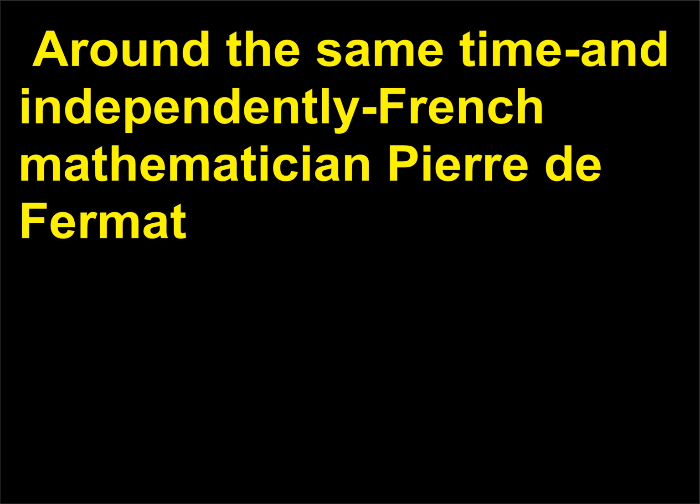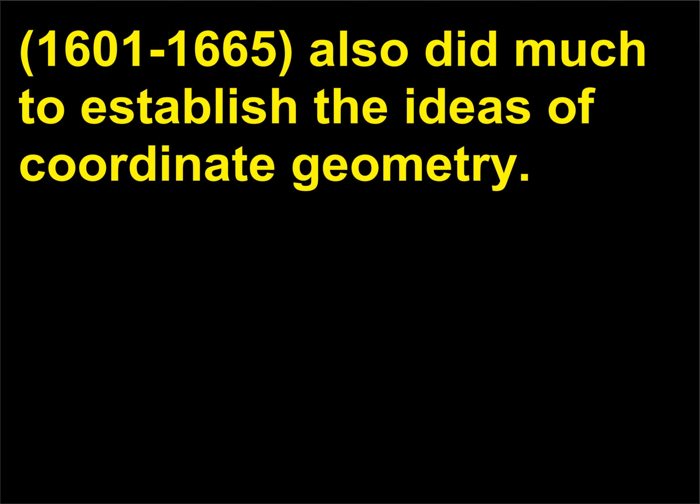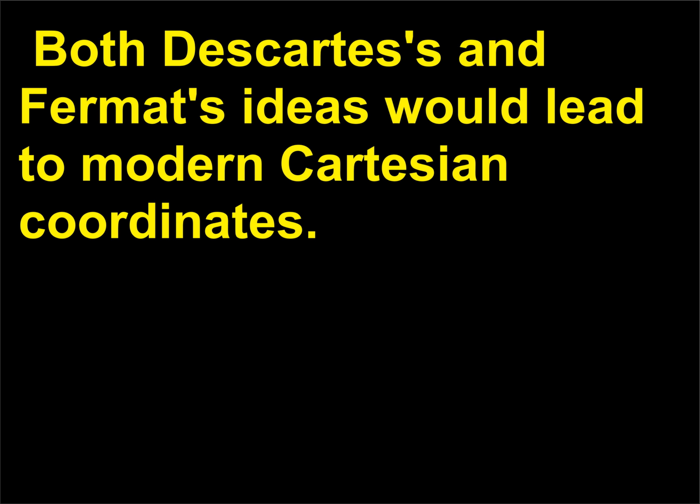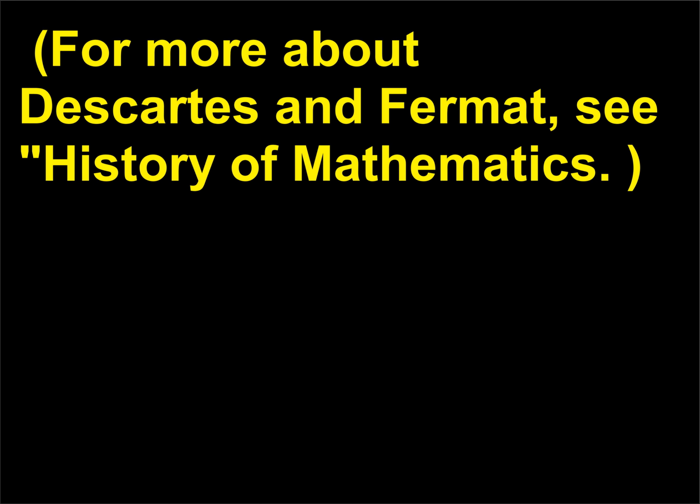Around the same time, independently, French mathematician Pierre de Fermat, 1601–1665, also did much to establish the ideas of coordinate geometry. But, unlike Descartes, Fermat did not publish his work. Both Descartes' and Fermat's ideas would lead to modern Cartesian coordinates. For more about Descartes and Fermat, see History of Mathematics.